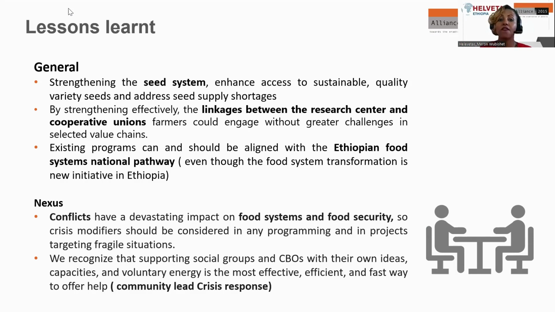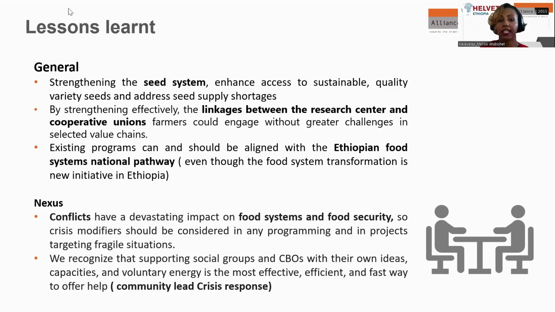And by strengthening effectively the linkage between this research center, the cooperative unions could engage without greater challenge in selected value chains. It could engage farmers without greater challenge in selected value chains, because the farmers tend to focus on some production, but through the cooperatives, they are generating income, and we are again sharing the seeds back to the union. So this really keeps the system going, and establishing the linkage was also important.